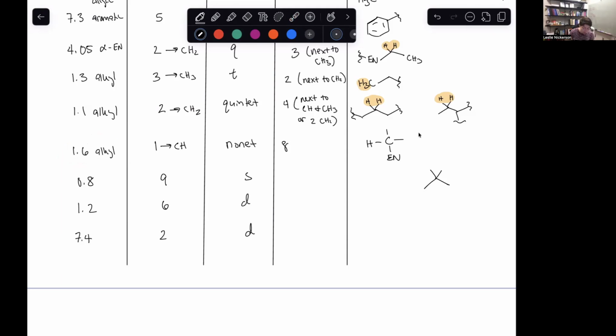Okay. So when we're looking at 8 neighbors, if we think about using our general working pieces of CH, CH2, CH3, we can get to that nonet with 2 CH3s and 1 CH2.